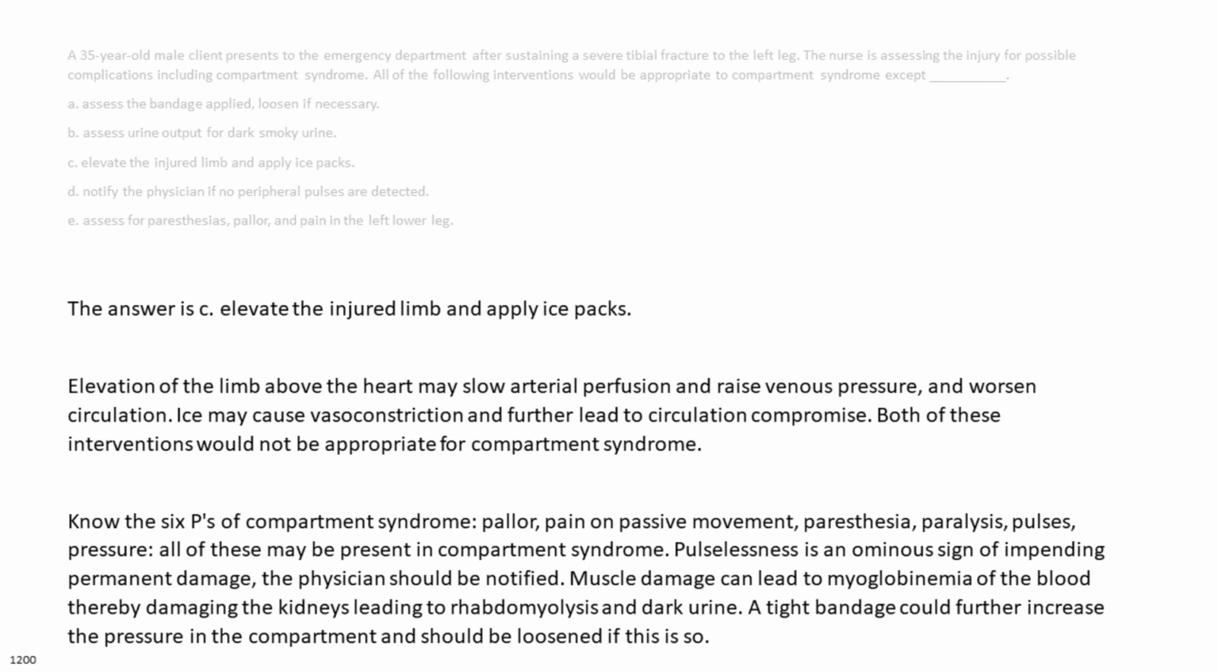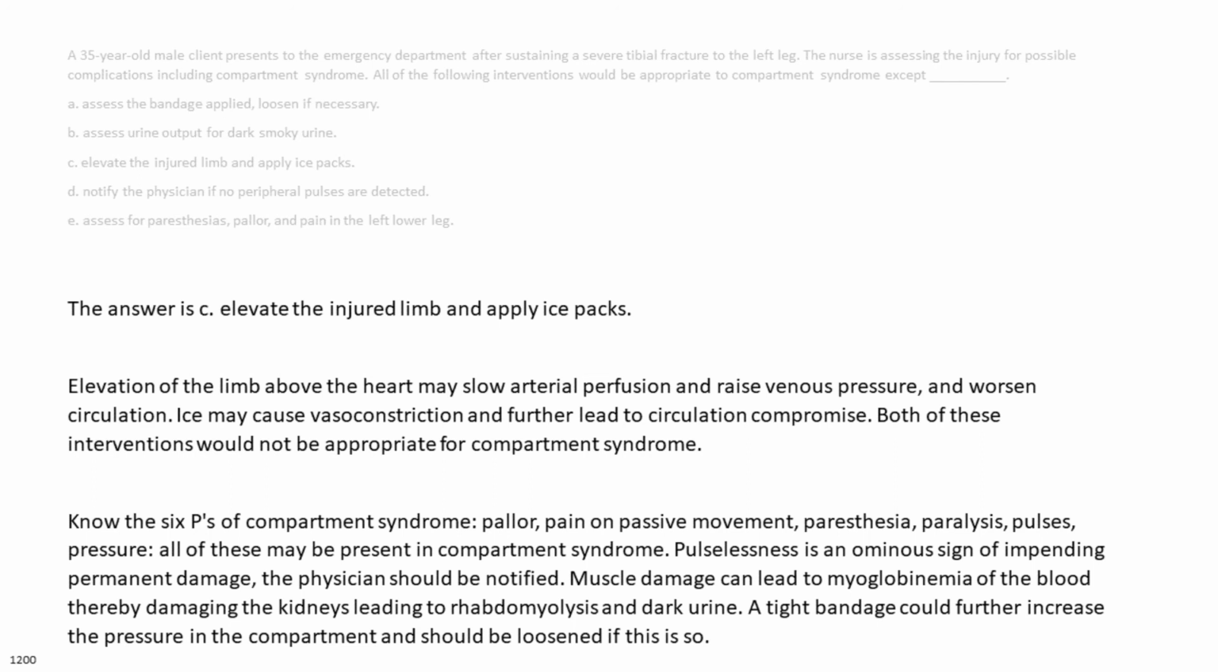Know the 6 P's of compartment syndrome: pallor, pain on passive movement, paresthesia, paralysis, pulses, pressure. All of these may be present in compartment syndrome. Pulselessness is an ominous sign of impending permanent damage. The physician should be notified.